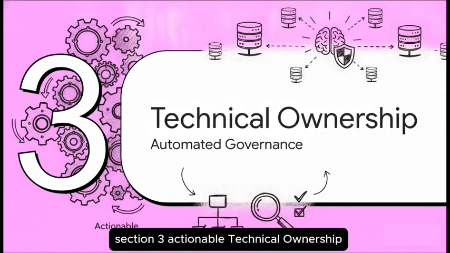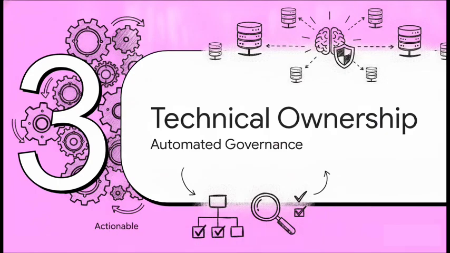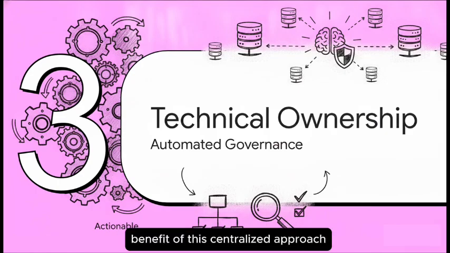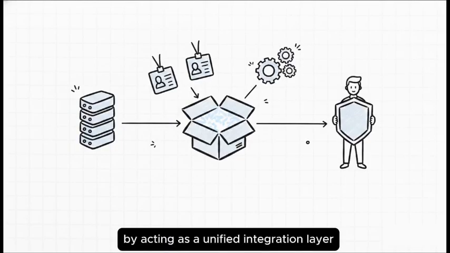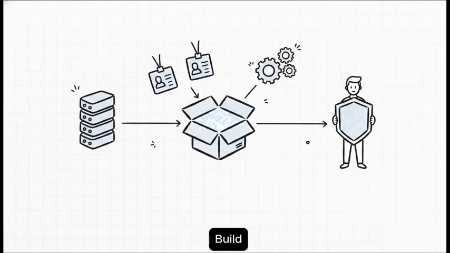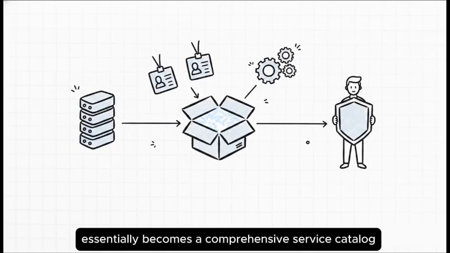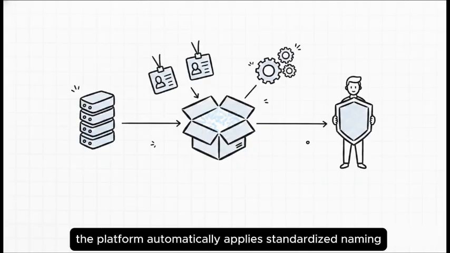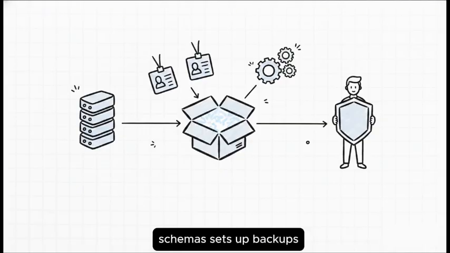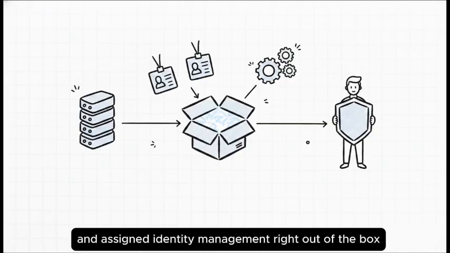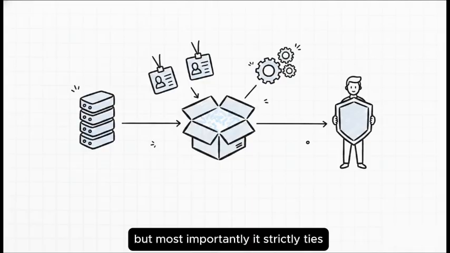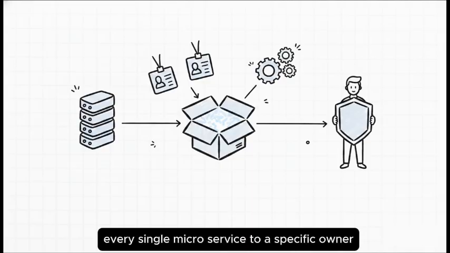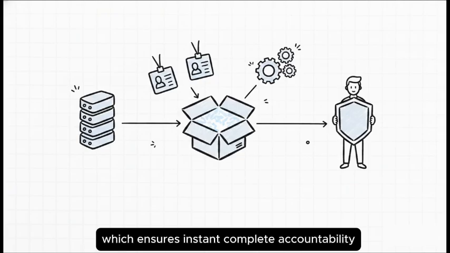Section 3. Actionable technical ownership. This brings us to a massive benefit of this centralized approach. By acting as a unified integration layer, Build essentially becomes a comprehensive service catalog. When a developer provisions a new service, they aren't stuck manually configuring it. The platform automatically applies standardized naming schemas, sets up backups, and assigns identity management right out of the box. But most importantly, it strictly ties every single microservice to a specific owner, which ensures instant, complete accountability.